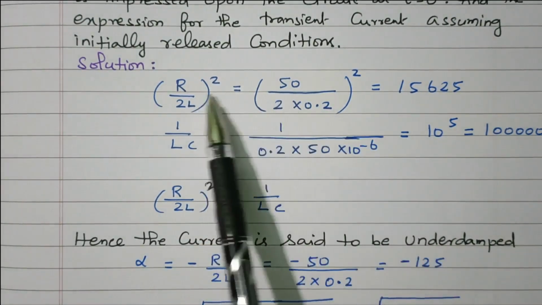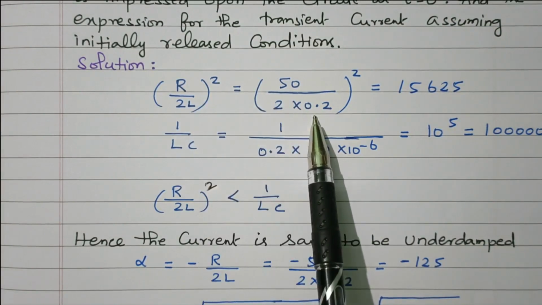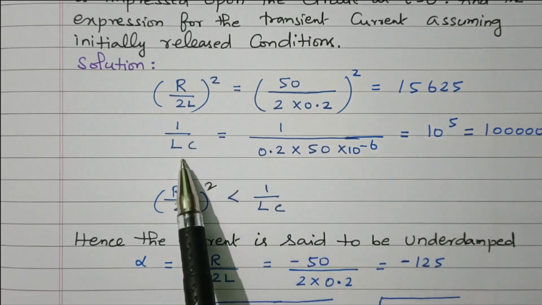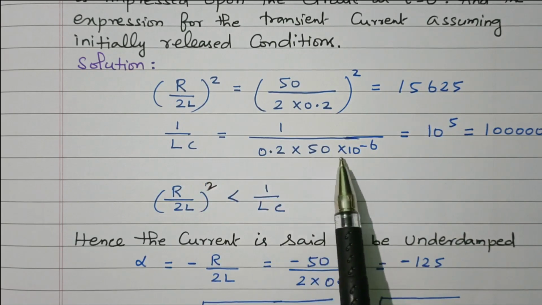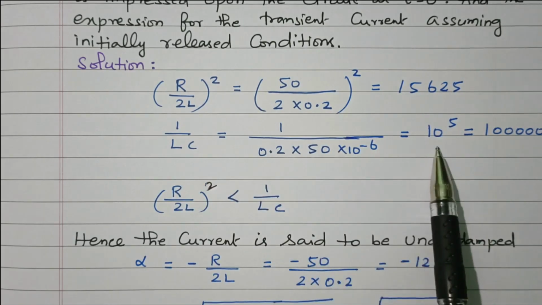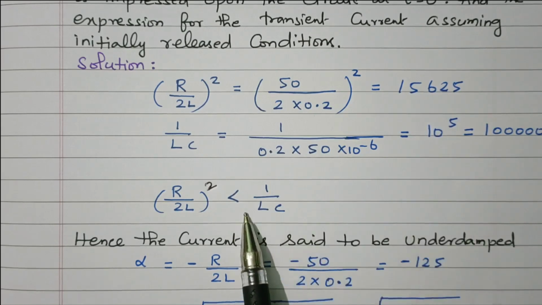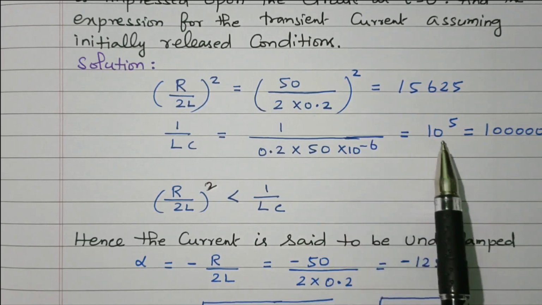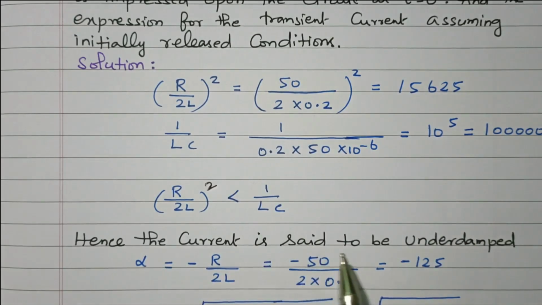So that is nothing but R is 50, 2 into L, L is 0.2 Henry, that is 15,625. 1 divided by LC: L is 0.2, C is 50 microfarad, 50 into 10 to the power minus 6. That is 10 to the power 5. Now we calculated these two values. From these two values it is clear that this value is lesser and 1 by LC is greater. In this case, the current is said to be under damped condition.